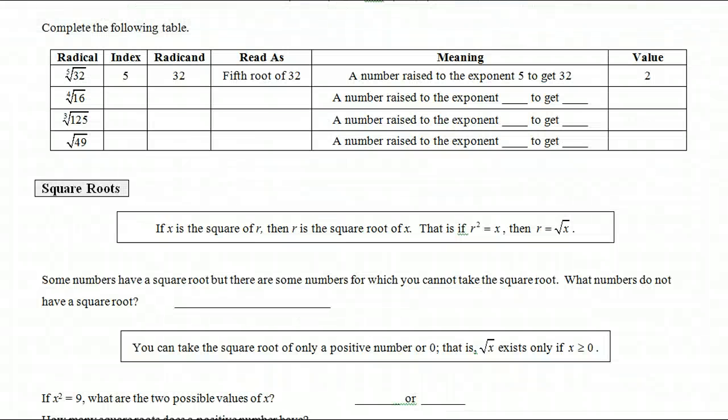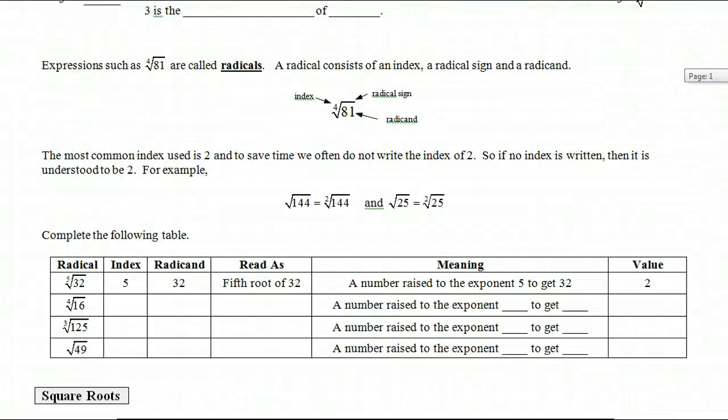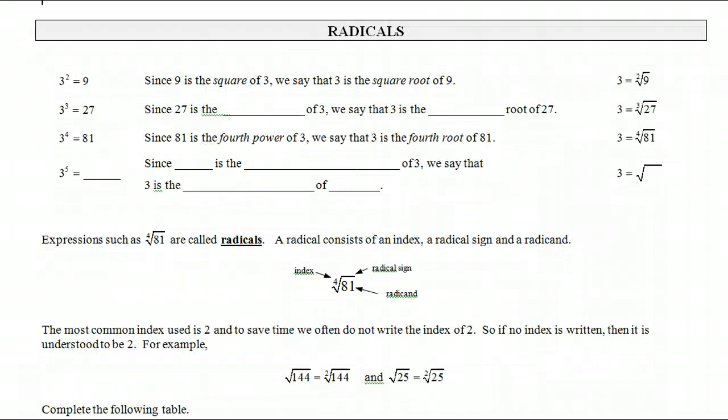Okay, whoa, where did the stuff go? What do we want to emphasize here? Radicals. We're looking at radicals now. And again, you're just working your way through this really. 27 is the cube of 3, so we'd say it's the cube root of that.